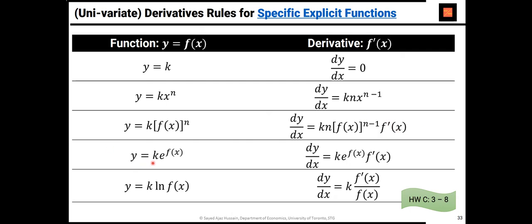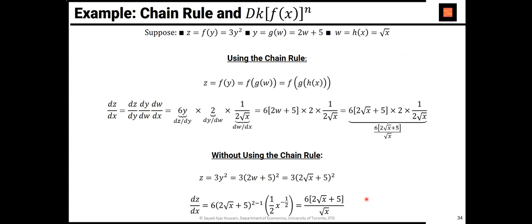Here's the derivative of an exponential function. It is the old expression multiplied with the derivative of the f function. Here's the derivative of a number times the log function, which is of course the derivative divided by the function originally. Let's now combine the chain rule and show you how to use the chain rule and this rule together for a more advanced application.